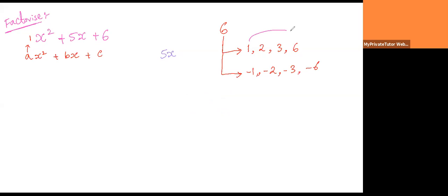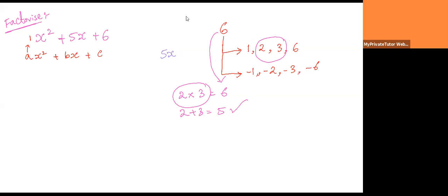So what are the 2 numbers you're going to take? You can take 1 and 6, which multiplies to 6, but if you add them, we get 7. So that's not correct. So we need to take 2 and 3. 2 times 3 is 6, and 2 plus 3 is the middle number, which is 5, guys. So 2 and 3 are the factors of this question. You can directly write the answer: x plus 2 is one factor and x plus 3 is another factor.